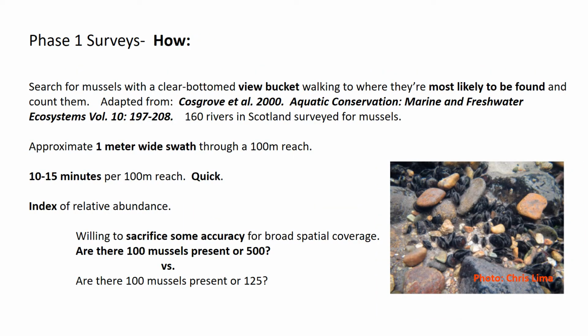How did we conduct our Phase 1 surveys? We used a clear bottom view bucket, and we walked the stream where we felt mussels were most likely to be found, and we counted them. This method was adopted from Cosgrove et al., where they walked 160 rivers in Scotland and surveyed for mussels. We surveyed an approximate 1 meter wide swath through a given reach. It took us 10 to 15 minutes per 100 meter reach, which is to say it was relatively quick, and we ended up with an index of relative mussel abundance.